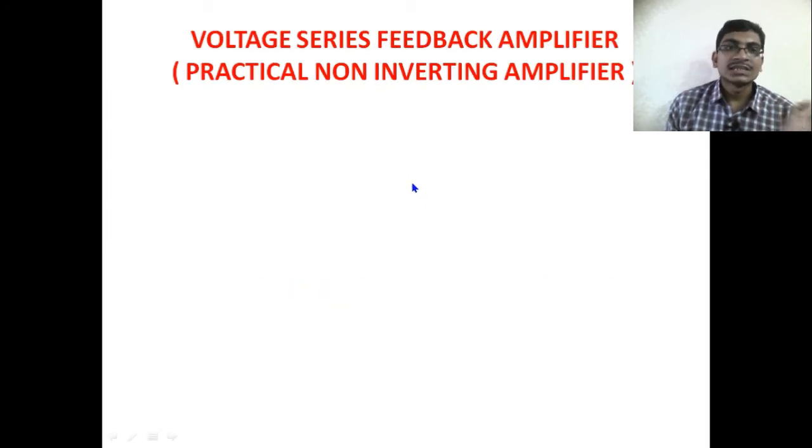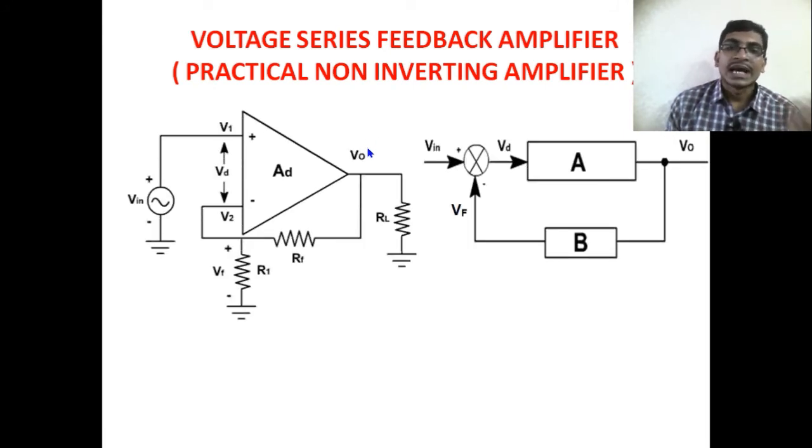Let us see the voltage series feedback amplifier, or practical non-inverting amplifier, diagram. This is the circuit for the practical non-inverting amplifier, where AD or A is the open loop gain of the operational amplifier, V1 is the non-inverting input voltage, and V2 is the inverting input voltage. The minus sign indicates the inverting input and the plus sign indicates the non-inverting input.